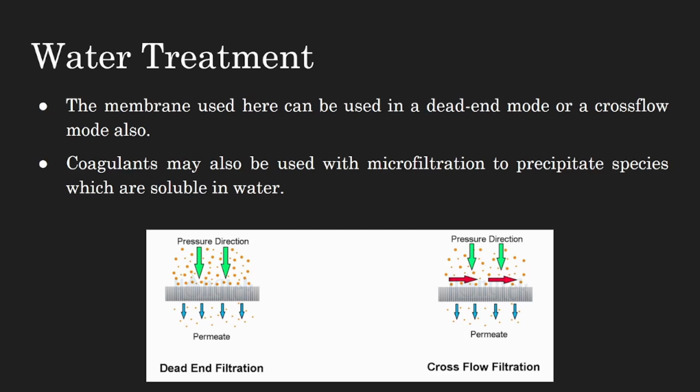Coagulants may also be used with microfiltration to precipitate species which are soluble in water. These soluble materials could pass through the pores of the membrane and won't be separated out. So, these substances, when reacted with the coagulant, will cause precipitation and then they can be separated from the water before passing through the membrane.